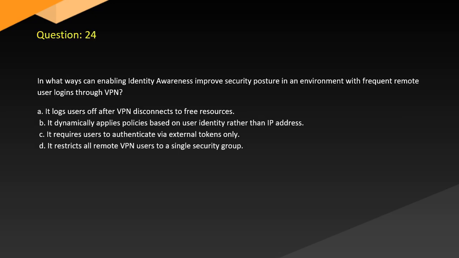Question 24. In what ways can enabling identity awareness improve security posture in an environment with frequent remote user logins through VPN? A. It logs users off after VPN disconnects to free resources. B. It dynamically applies policies based on user identity rather than IP address. C. It requires users to authenticate via external tokens only. D. It restricts all remote VPN users to a single security group.